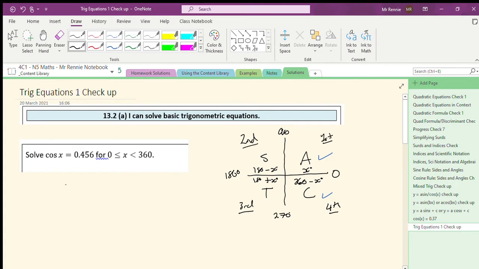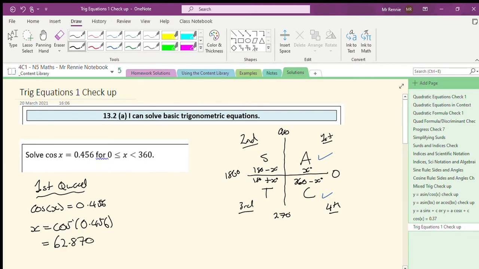In the first quadrant, I am working out when cos of x equals 0.456. So I need to do the cos inverse of 0.456, and that should give me on my calculator 62.8707 continued, which rounds to two decimal places to 62.87 degrees. So I've got my first answer in my first quadrant.